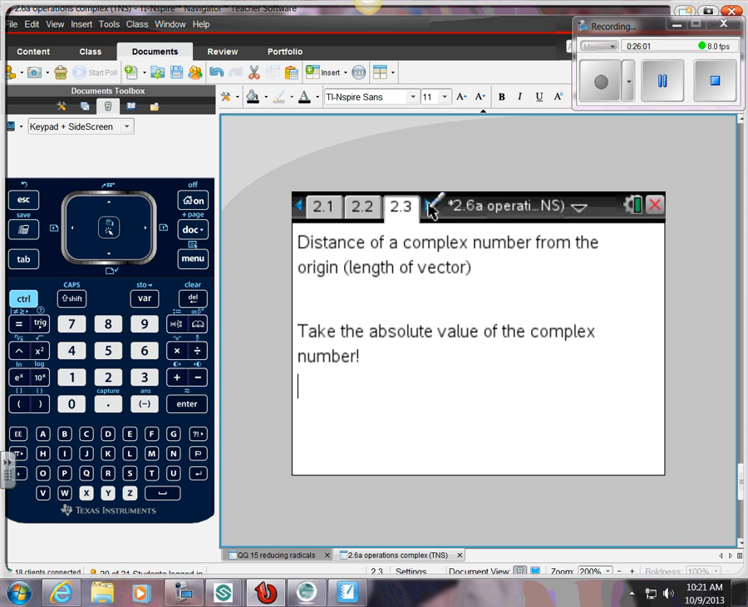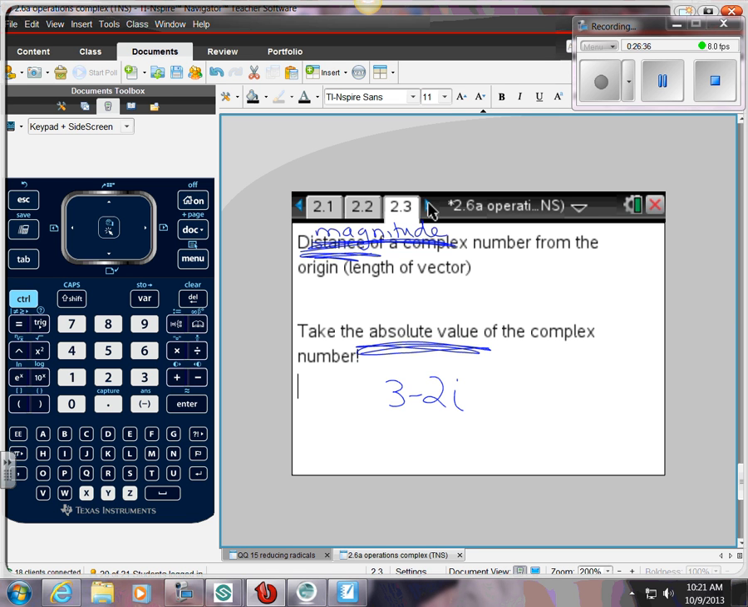Got it? So if I ask you what the distance is, what I'm essentially asking for is I want the magnitude. Okay, the distance, the length of it, I want the magnitude. In order to get the magnitude of a complex number, it's very, very simple. We take the absolute value. What gives us the absolute value for us? Our calculators, okay? So if I wanted the magnitude, there's that word again, I want the magnitude of 3 minus 2i. How do I get it?